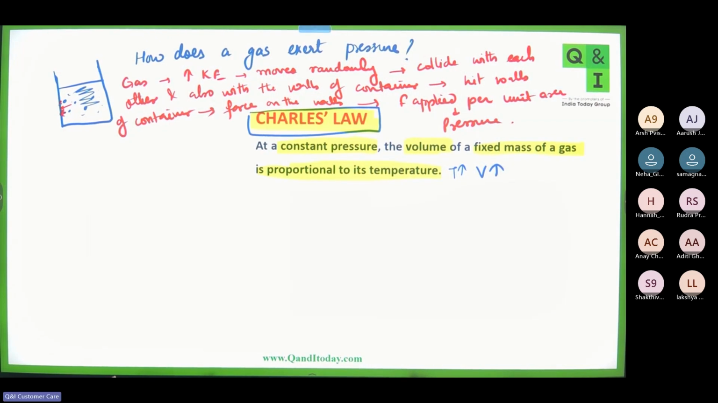I have only given you the key terms, so you have to write the full answer like: the molecules present in gas have high kinetic energy and they move randomly. When they move, they collide with each other as well as with the walls of the container. And when they hit the walls of the container, they apply force on the walls. So the force applied per unit area, that is pressure. Done?